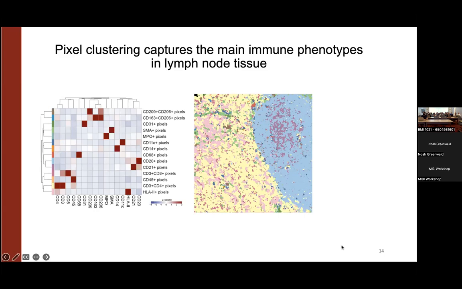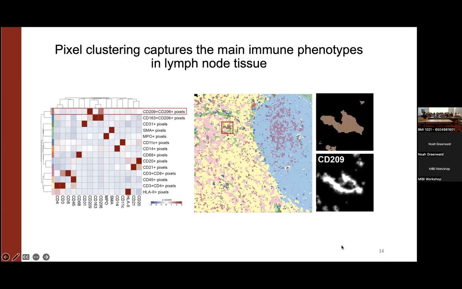So in all these heat maps, the rows are the pixel clusters, and the colors here correspond to the actual image. And the columns are the different markers in your panel. And then the colors in the heat map just tell you which pixel clusters are expressing which protein.